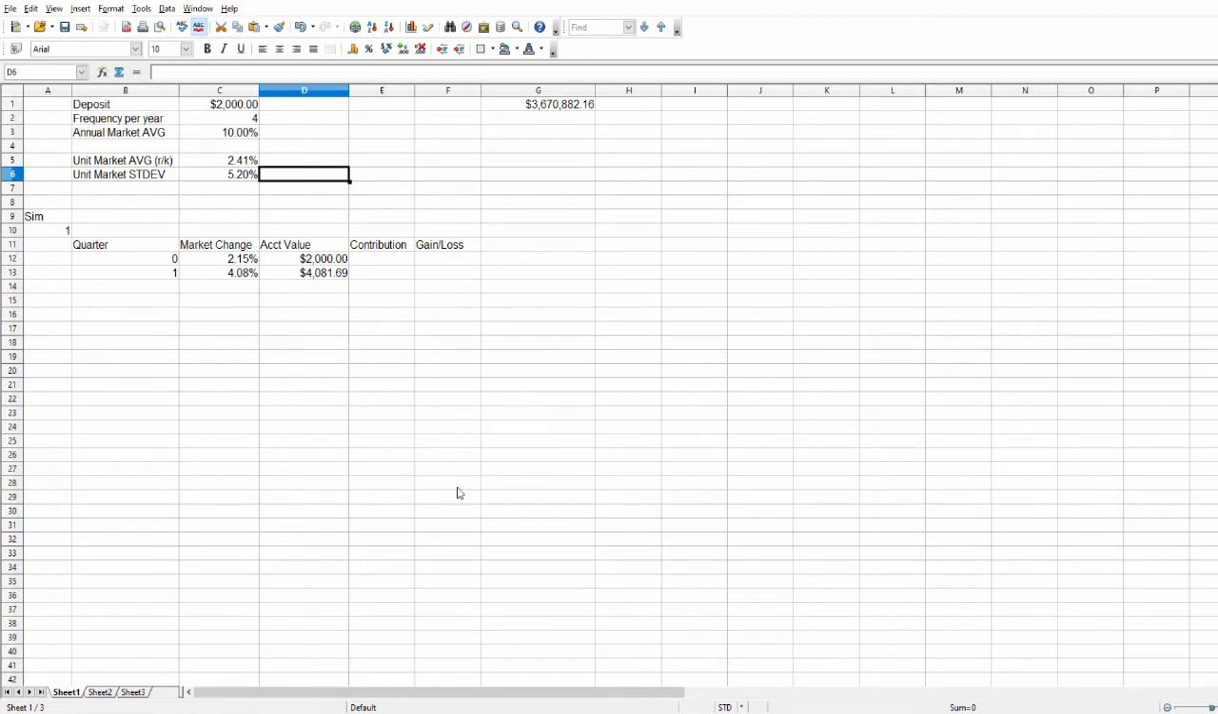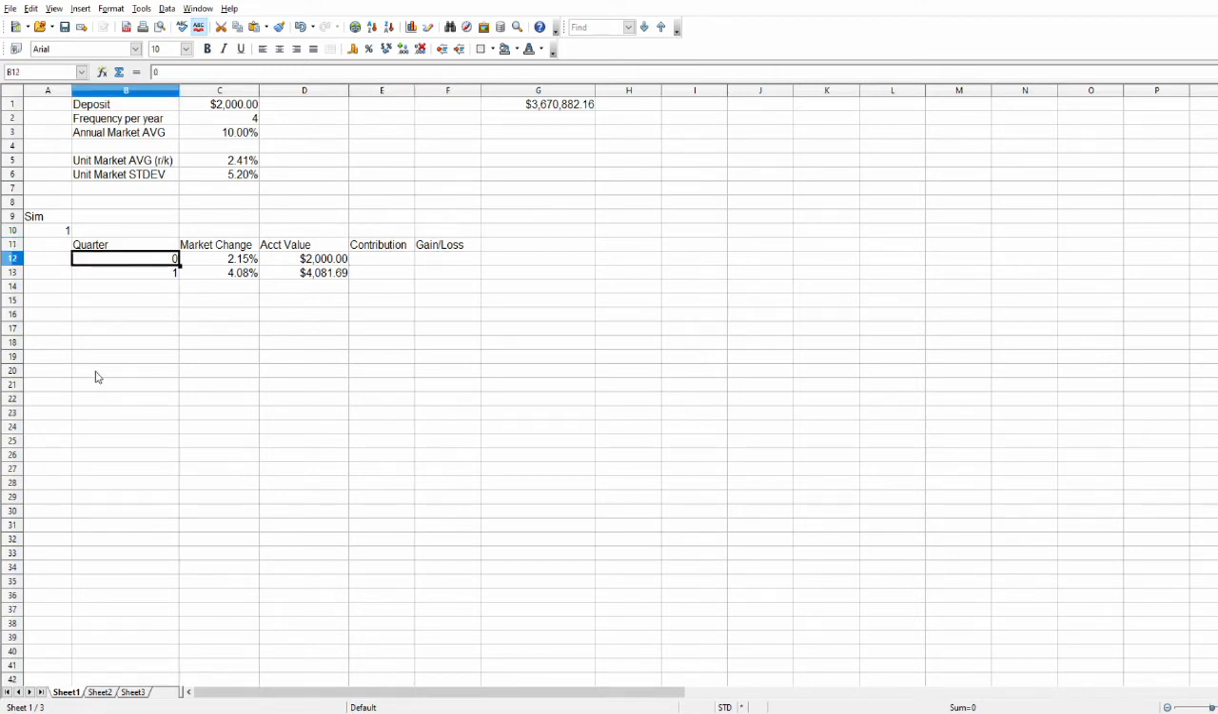All right, what do I mean by that? I'm going to put sim here. Don't worry about what that means yet. We'll talk about that in a bit, but I'm going to put a 1 right underneath sim. I'm going to say quarter. This is what quarter I'm talking about. The market change for that particular quarter. How much did the stock market go up and down? How much is my account value worth? Contribution, gains and loss. We'll worry about those at the end of our simulation.